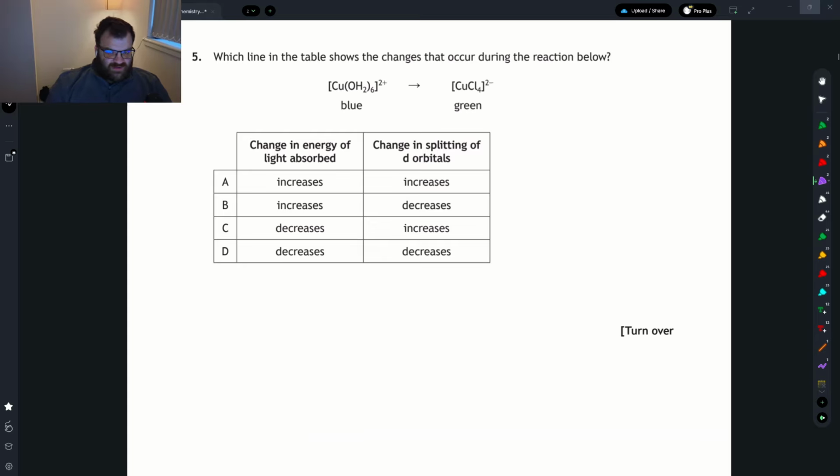Next one, we're looking at the colours of light that's being absorbed by a transition metal complex.